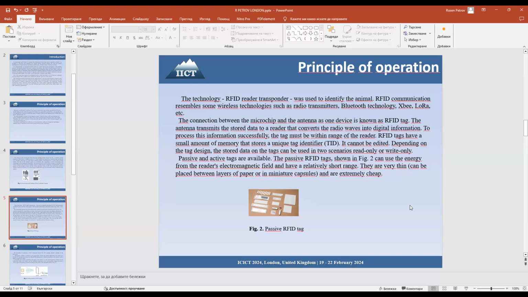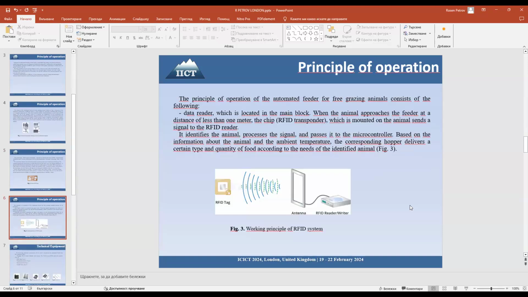There are 2 options, passive and active tags, which are available on the market. The passive tags are shown in figure 2. They can use the energy from the reader's electromagnetic field and have a relatively short range. They are very thin, can be placed between layers of paper or in a mini capsule, and they're extremely cheap. That's why they are commonly used compared to the other one.